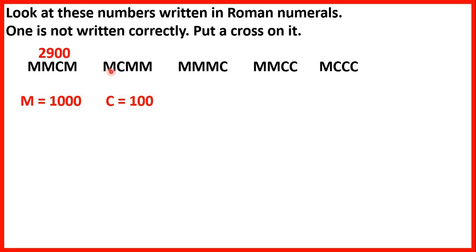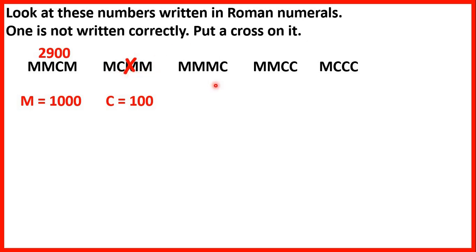Now we have MCMM. So M is 1000, and then C before M is 100 before 1000, so CM is 900. But then we have another M, and M stands for 1000, but this M, if we wanted to show 1000, would need to be written before the letters that show hundreds. So the cross goes on this number here.